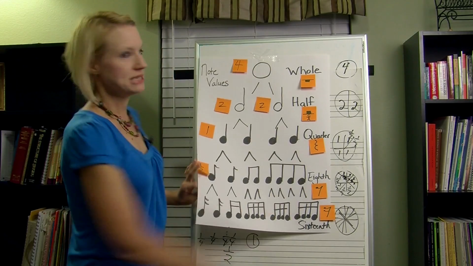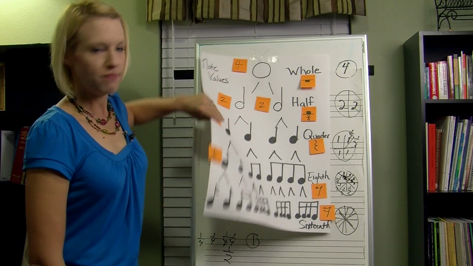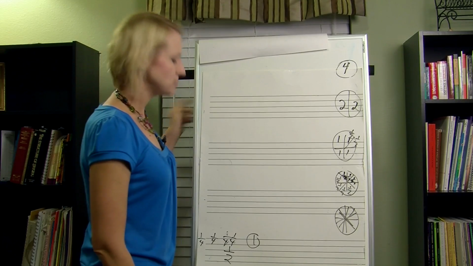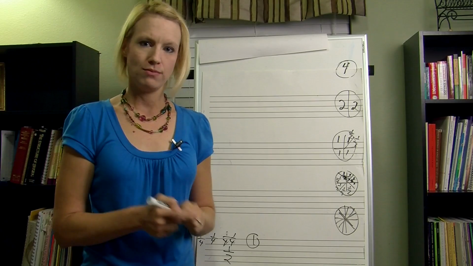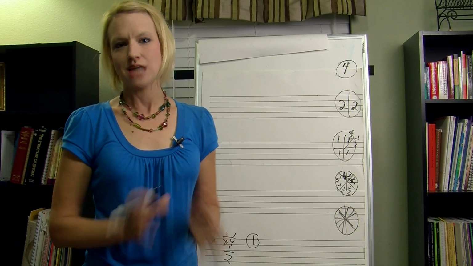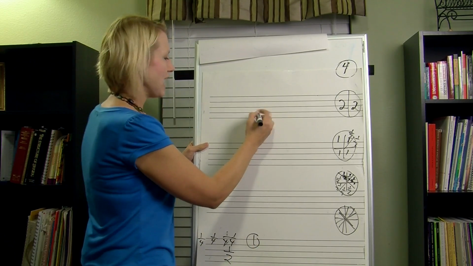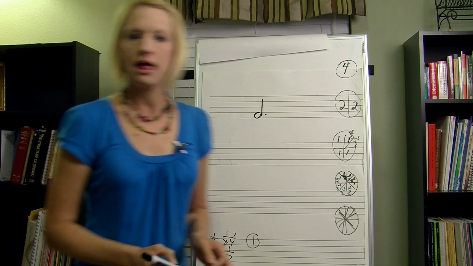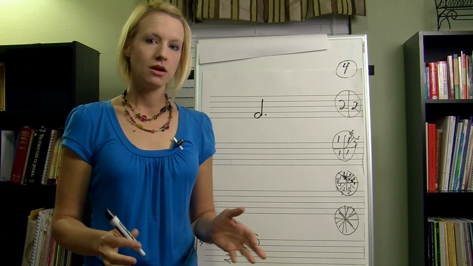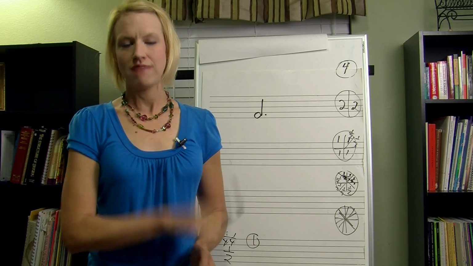Now, those are the basic values, but I want to talk to you about a few different ways that we're going to use those values and some different ways that you might see some of those same notes. The first is a dot. So if we have a note that has a dot next to it, hopefully you remember the rule, and that is what? We add half of the original value.